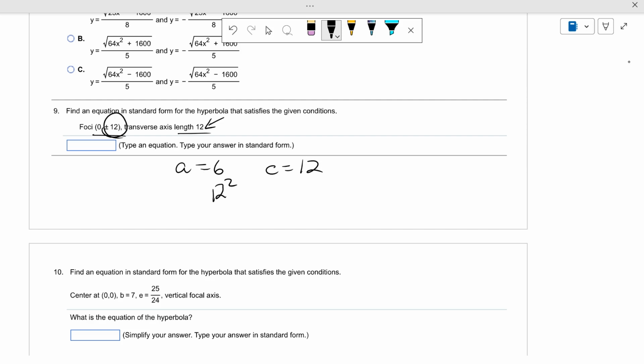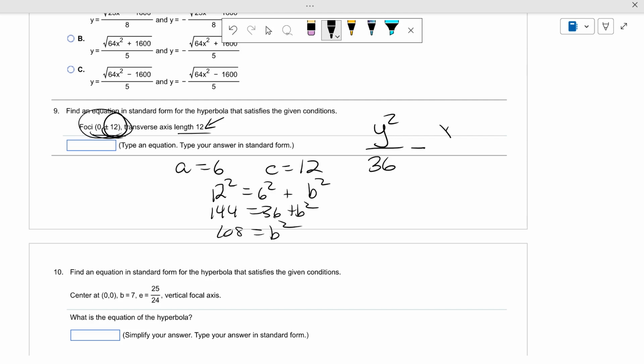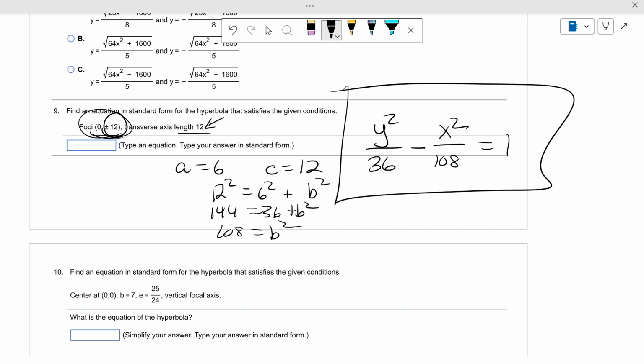So 12 squared equals 6 squared plus B squared. 144 equals 36 plus B squared. 108 equals B squared. So what's the equation? Well, it's at 0, 12, so that's an up-down one. So y is positive. So y squared over your major axis squared, 6 squared is 36, minus x squared over your minor axis squared, well, b squared is 108, equals 1. Y squared over 36 minus x squared over 108 equals 1.